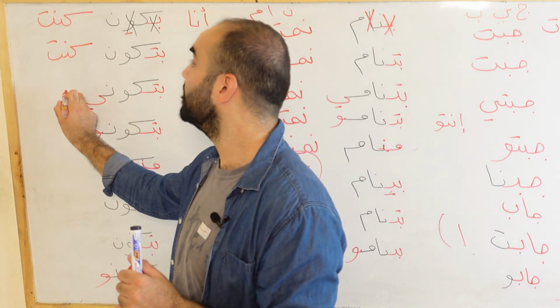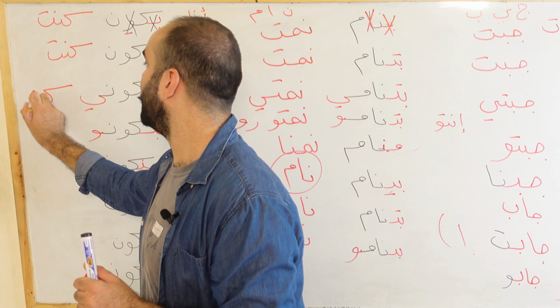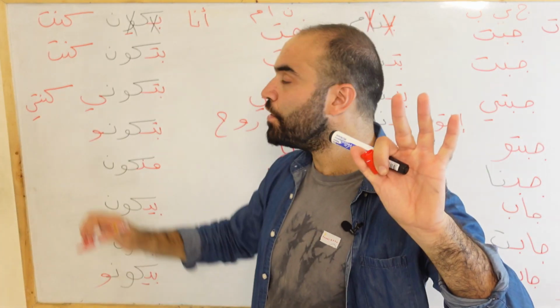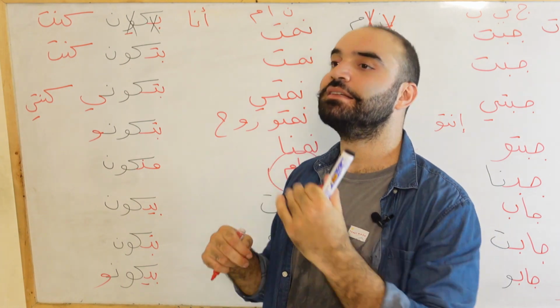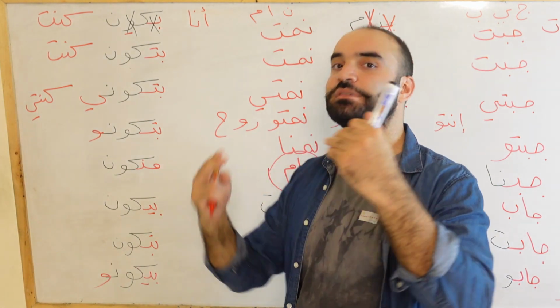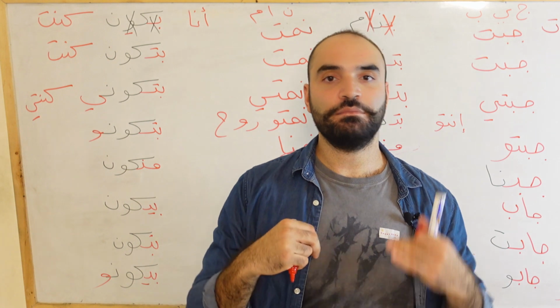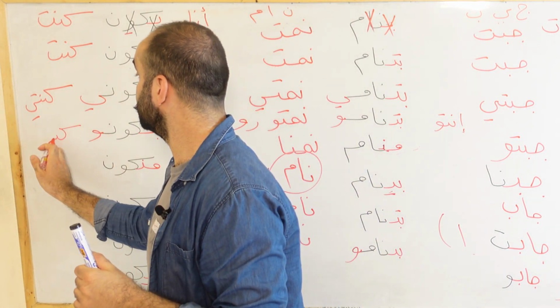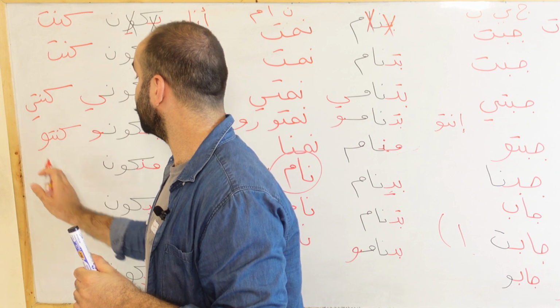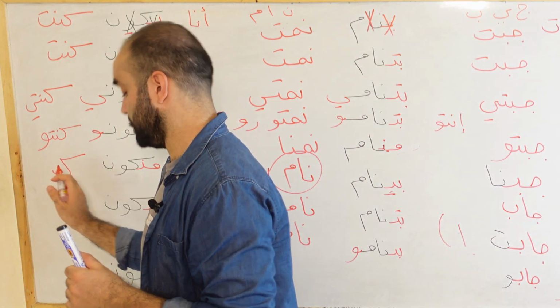أنتي كنتي. Bravo. So this is just to know I and you male is the same. أنا كنت أنت كنت. أنا شربت أنت شربت. أنا أكلت أنت أكلت. أنا نمت أنت نمت. أنتو كنتو. نحنا كنا.